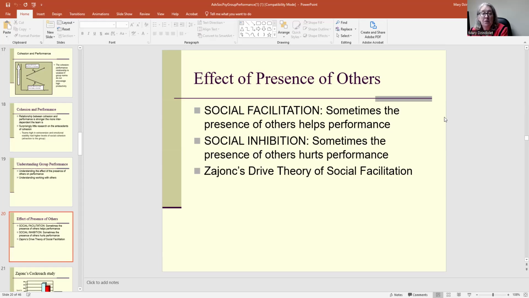Now, I love how your textbook keeps these separate. In most more up-to-date textbooks, they call both of these things social facilitation. So outside of this class, outside of this textbook, social facilitation oftentimes means that sometimes the presence of others helps performance and sometimes the presence of others hurts performance. I've always seen it as a misnomer since facilitate means to help. So I like the way your textbook separates it, but know that if you're looking at a research article and they're talking about social facilitation, it's going to include both of them.